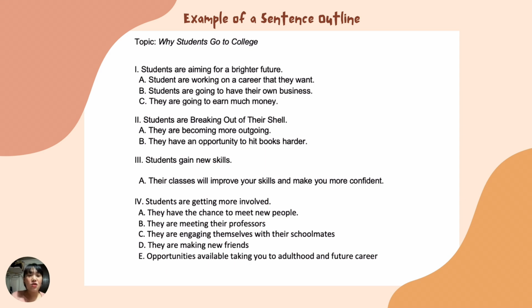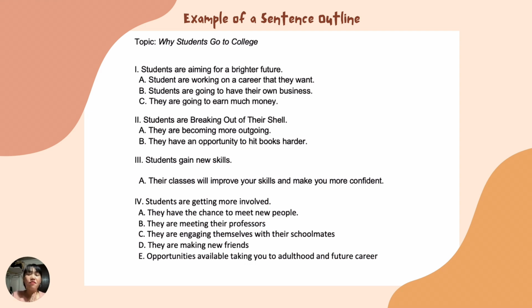And then Roman numeral 4, main idea: students are getting more involved. It has 5 subheadings. First, A, they have the chance to meet new people. So, as you can see, subheading supports the main idea. Students are getting more involved. So, they have the chance to meet new people. They are meeting their professors. They are engaging themselves with their schoolmates. They are making new friends, opportunities available, taking you to adulthood and future career.